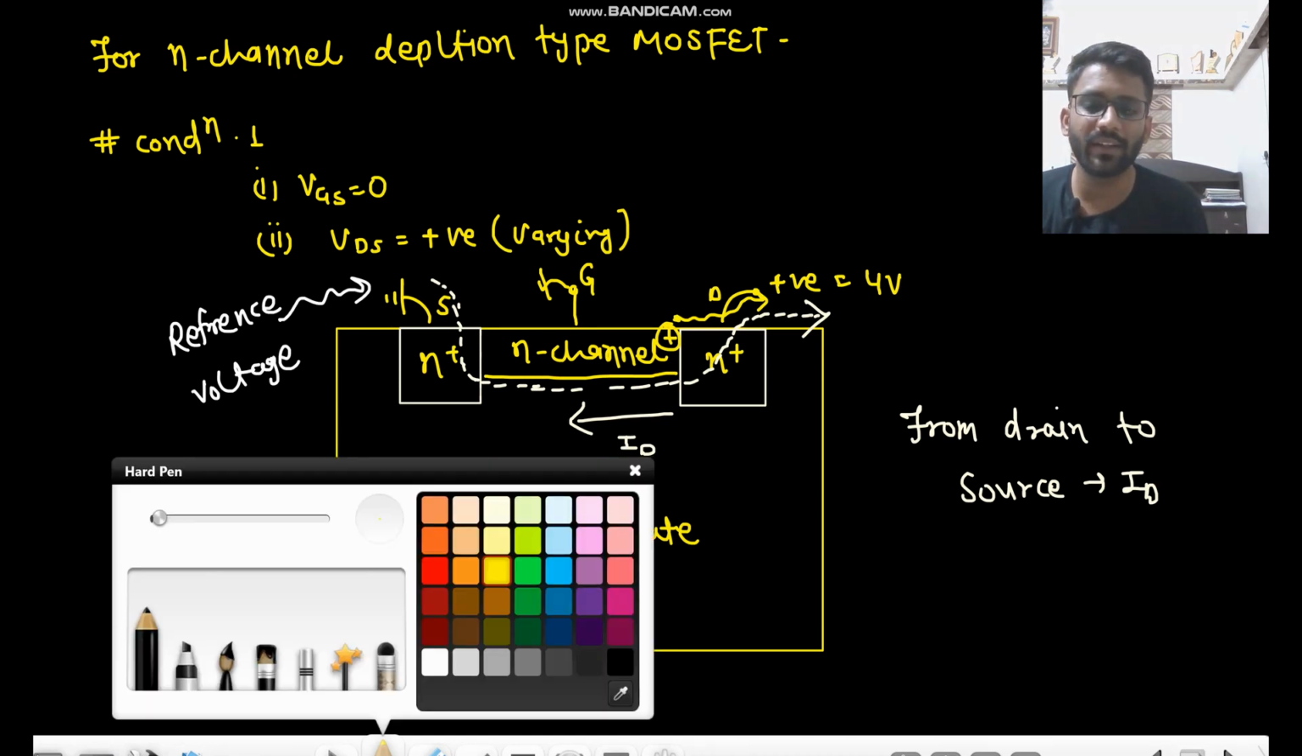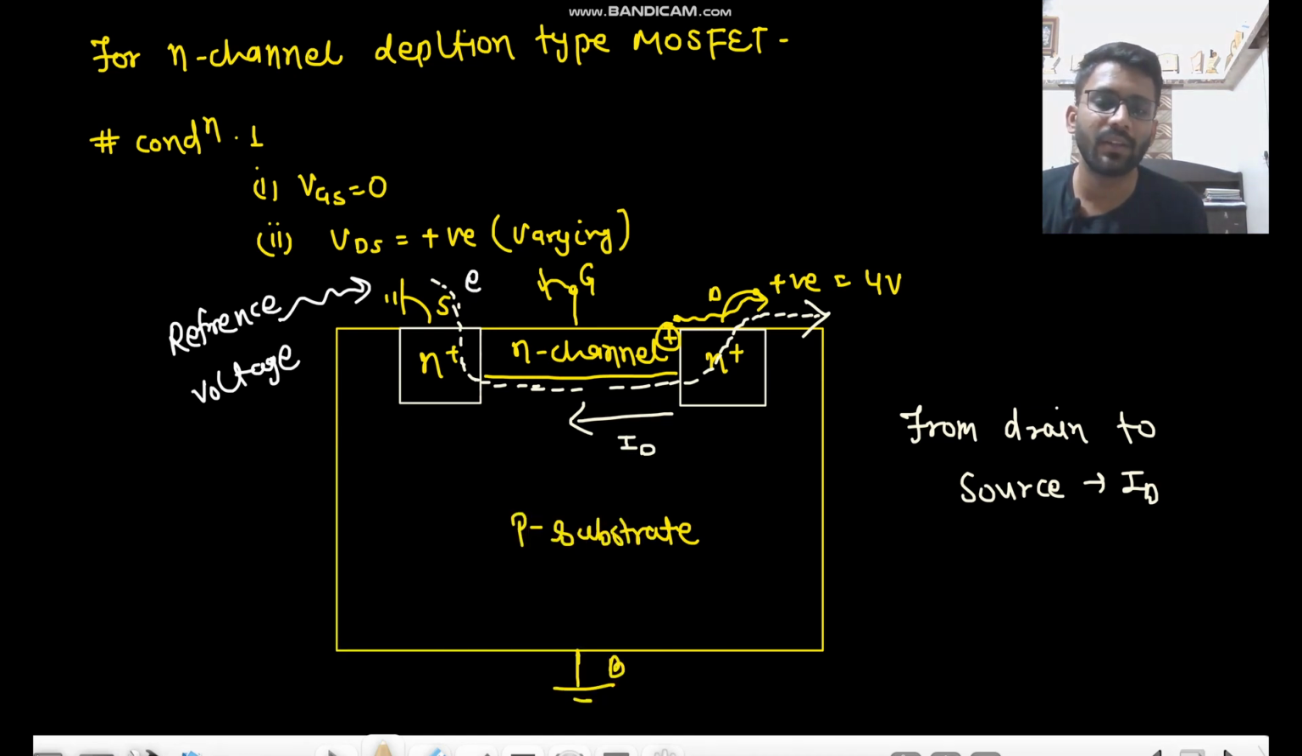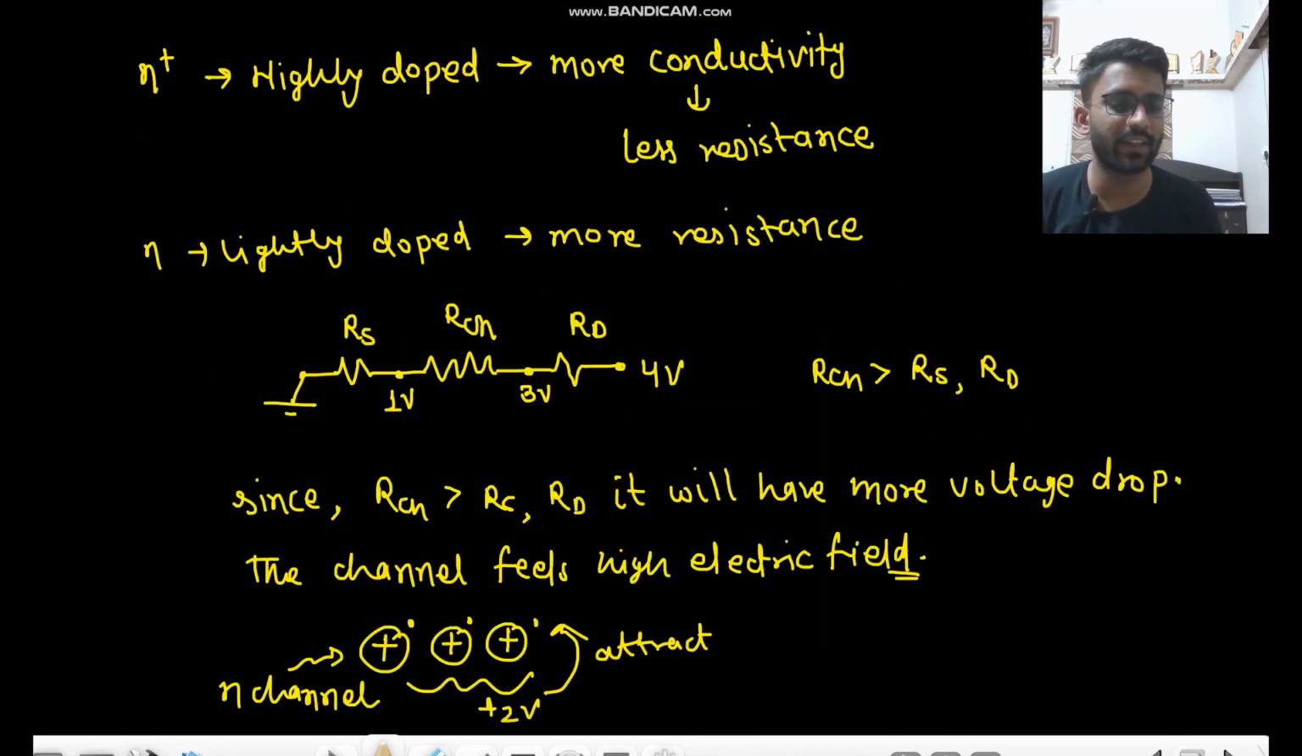So if I take drain to be negative, then it will repel it, right? The negative charge will repel it, so it will have a repulsive force. So drain voltage has to be positive. If drain is negative, there is no current flow, so that analysis we are not doing. We are taking drain as positive so that the current flows.